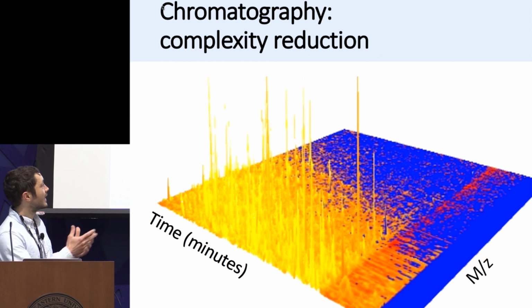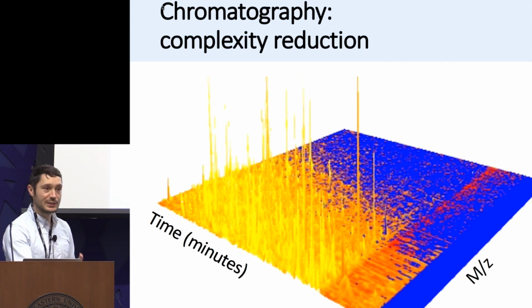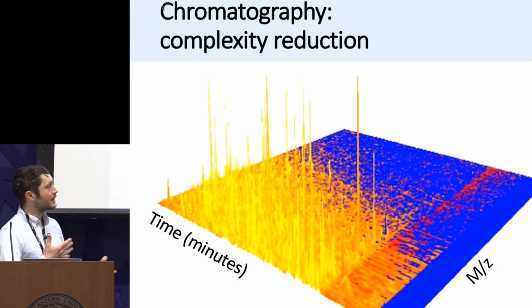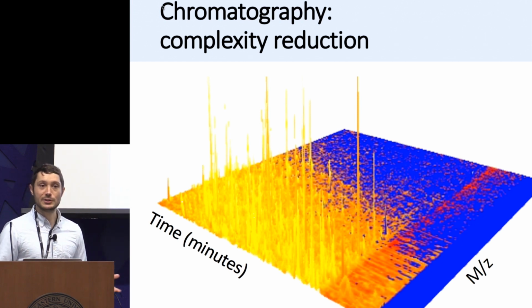Additionally, you can see this landscape is composed of an M/Z component, the mass to charge component, and one part of this that's kind of neat to think about is that a peptide sequence can appear in multiple different slices of this M over Z landscape, depending on its charge state.